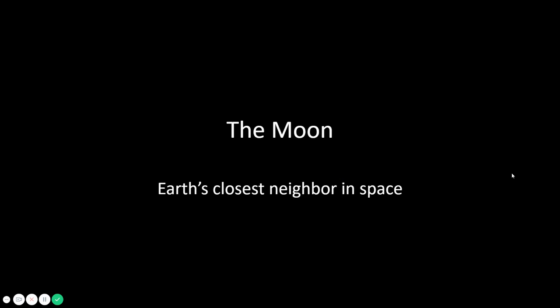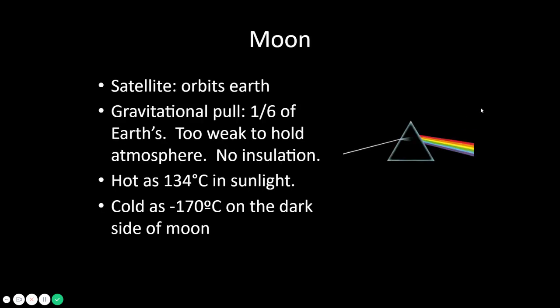Now the moon. It's Earth's closest neighbor in space. Now, it's a satellite because it orbits the Earth. Just like the satellites we send up into orbit, it orbits us, so it is technically a satellite.